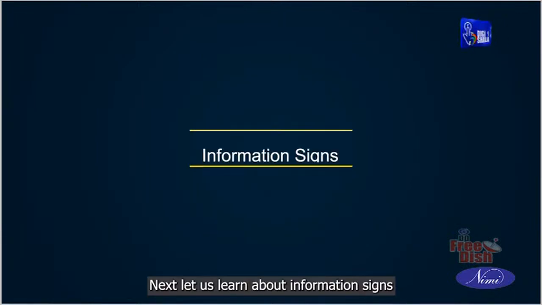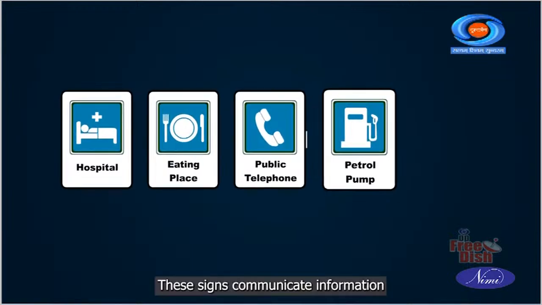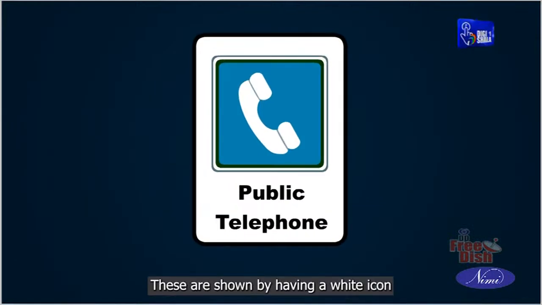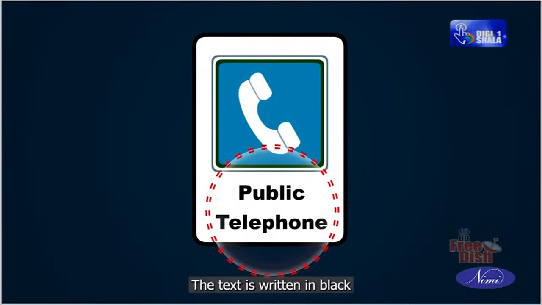Next, let us learn about information signs. These signs communicate information which is general in nature. These are shown by having a white icon with a blue background. The text is written in black.